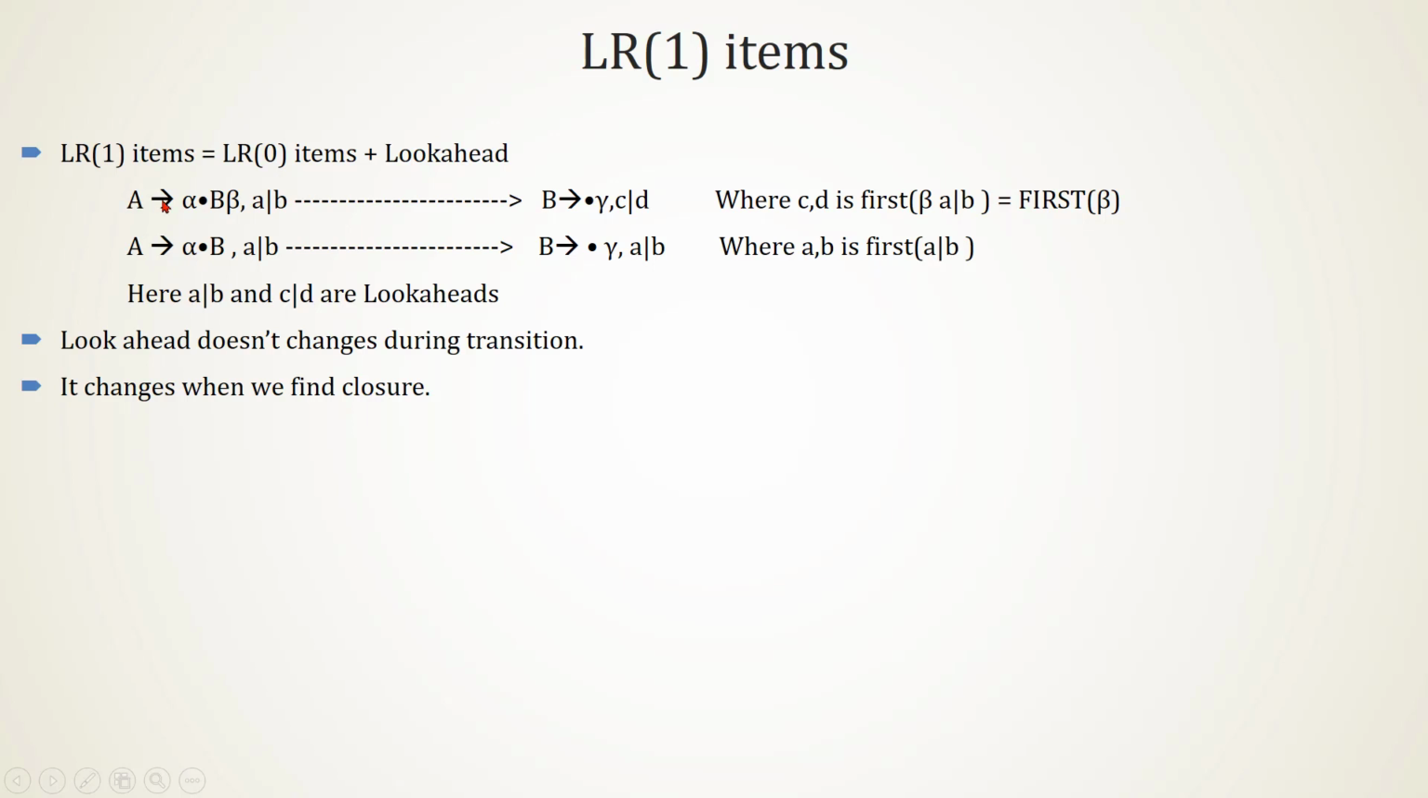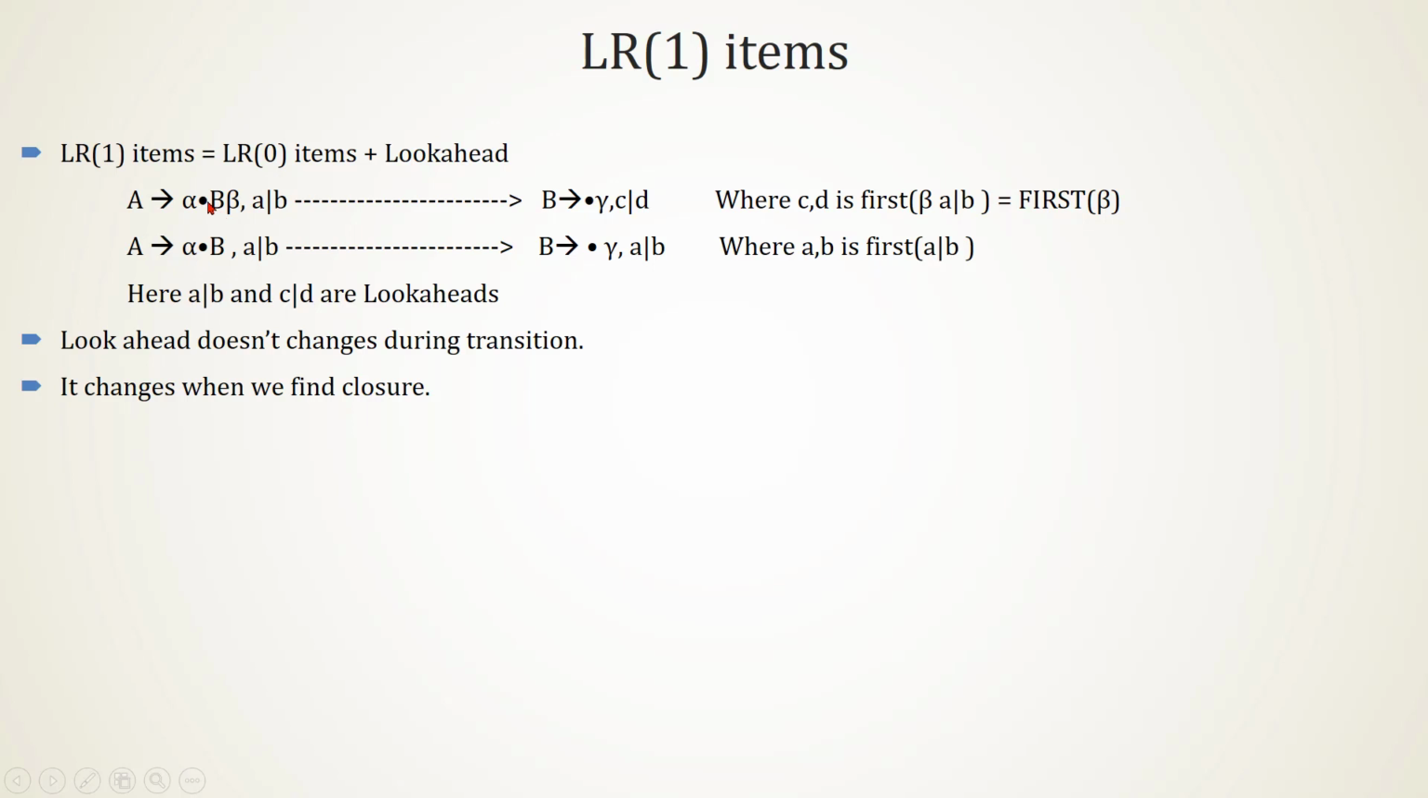So here I have a production, A derives alpha dot B beta, comma A or B. A and B are look aheads. Here there is a dot in front of B, so we have to add B productions. Since a dot is in front of B, I am writing B derives dot gamma, then some look aheads are there. You all know why I place the B production here, because there is a dot in front of B. What we want to understand is how this look ahead is calculated. Here the look ahead is A or B. Here the look ahead is C or D.